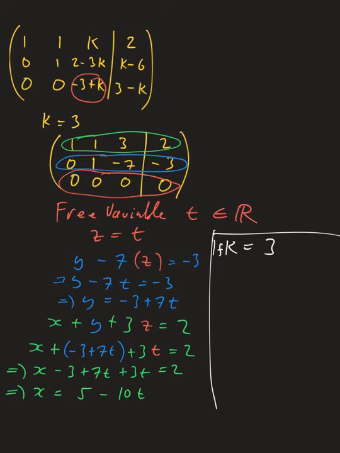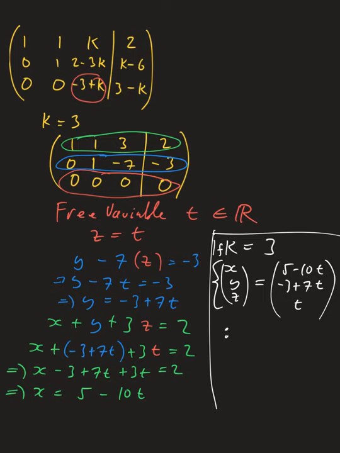So at the end of all that, I have that if k is equal to 3, then I have the following solution set. The set x, y, z, I'll write them here as a matrix, is equal to 5 minus 10 times t, minus 3 plus 7 times t, and t, where t is any real number. So that's my infinite set of solutions.